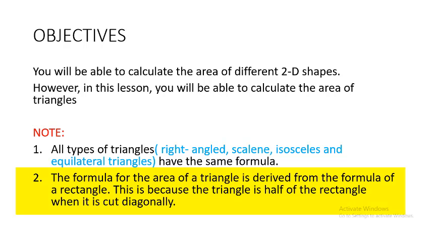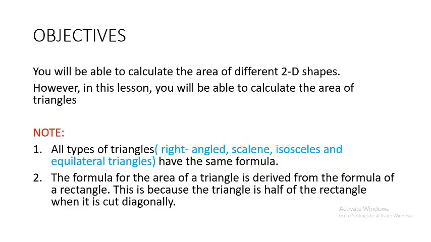The formula for the area of a triangle is derived from the formula of a rectangle. I'm repeating: the formula for the area of a triangle is derived from the formula of a rectangle. This means we use the same formula of a rectangle to come up with the formula for the area of a triangle. Why? Because the triangle is half of the rectangle when it is cut diagonally.